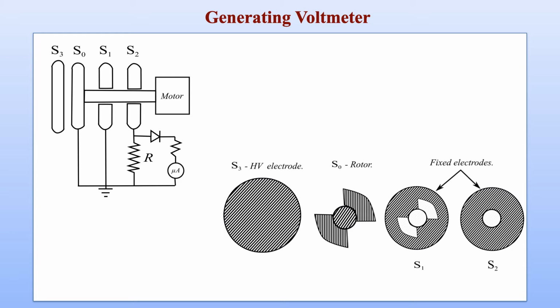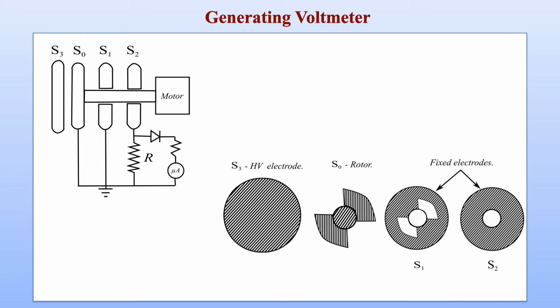So this is a very important point in the circuit operation of the generating voltmeter, that there is no physical contact with the terminal on which we would like to measure the high voltage. Hence there is no loading with respect to the source. Such a method is extremely useful in applications like the Van de Graaff generator.